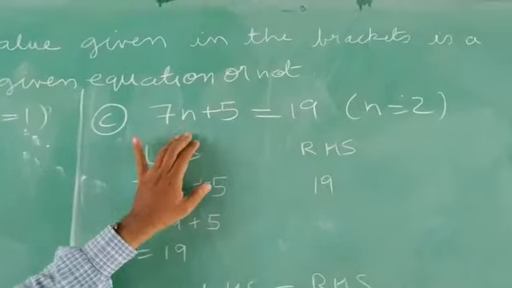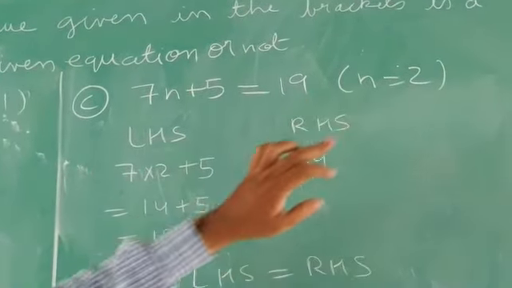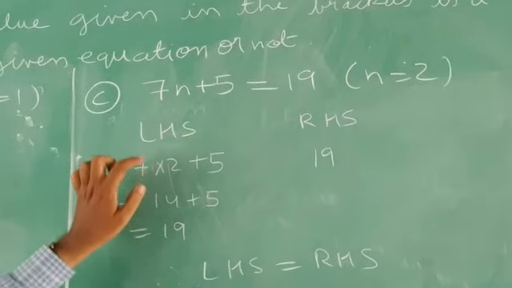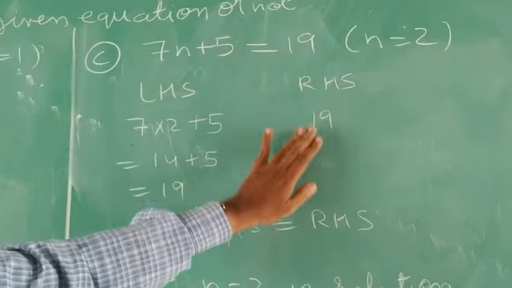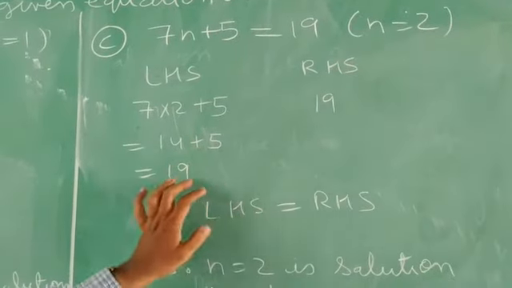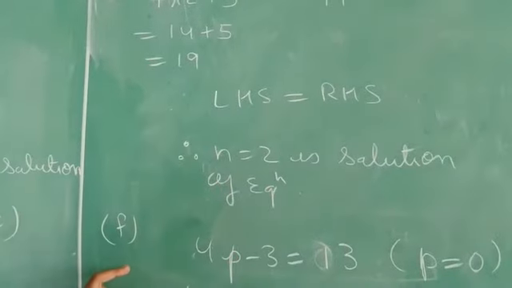Now C part, 7n plus 5 equal to 19. Now n equal to 2, we have to check the value. So I kept value n equal to 2, 7 twos are 14, 14 plus 5, 19. You can see RHS, what is the value? 19. Both are equal. So n equal to 2 is a solution of the equation.